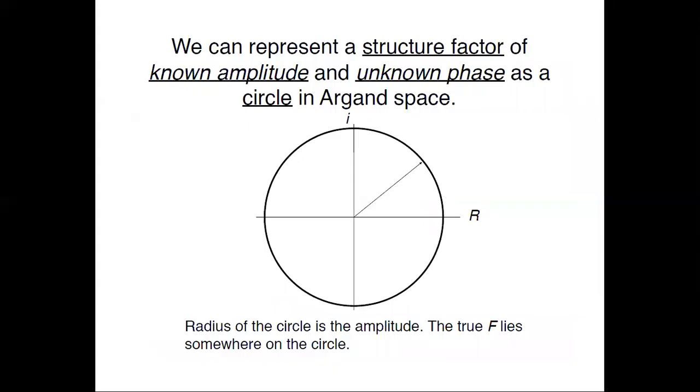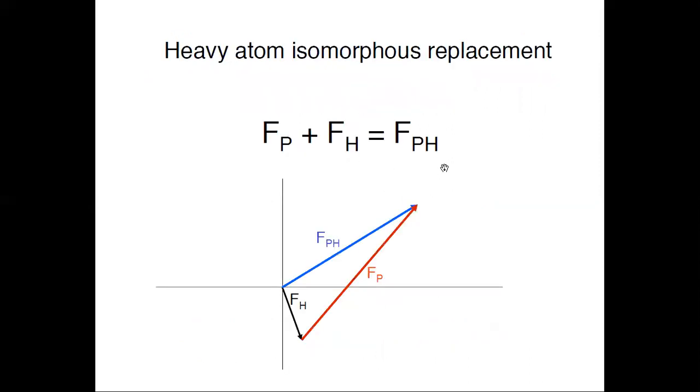So we can represent a structure factor of known amplitude and unknown phase as a circle in Argand space. The radius of the circle is the amplitude. The structure factor F lies somewhere on the circle. Similarly, for heavy atom isomorphous replacement, F of P plus F of H equals F of PH.